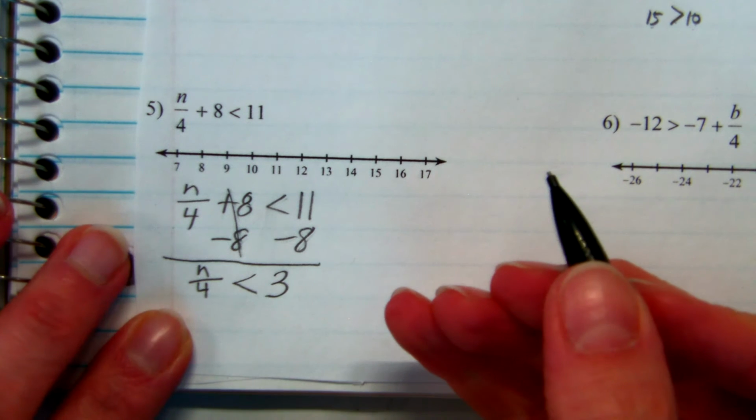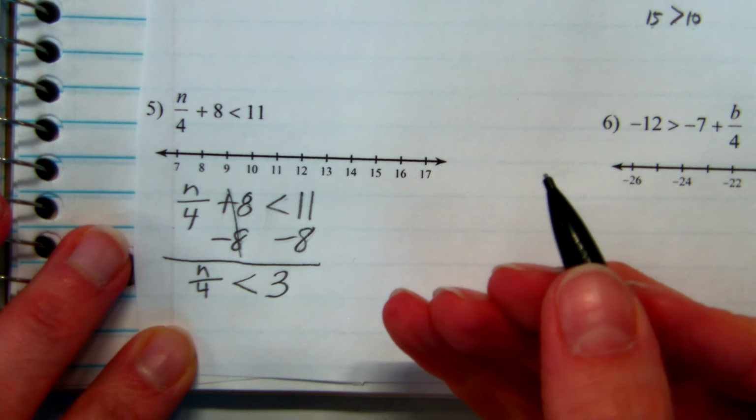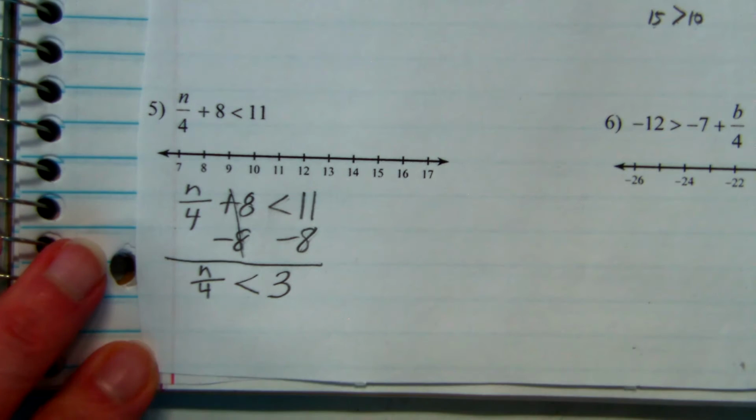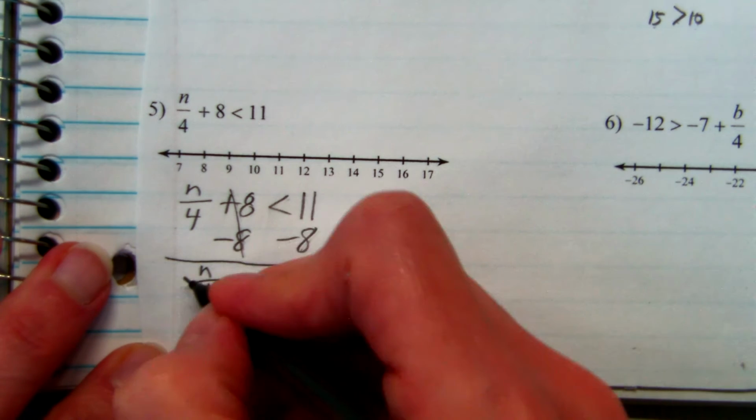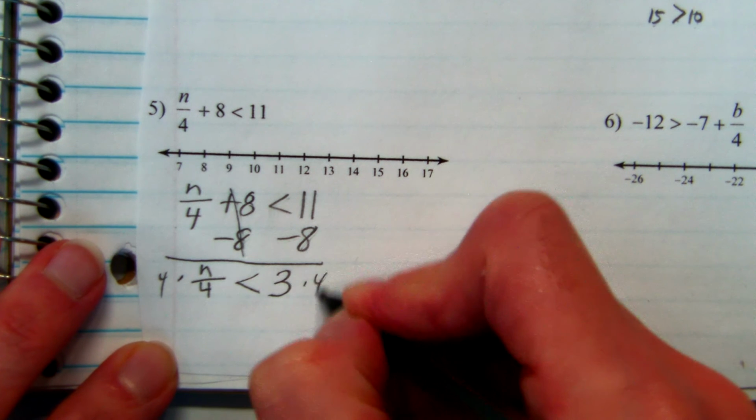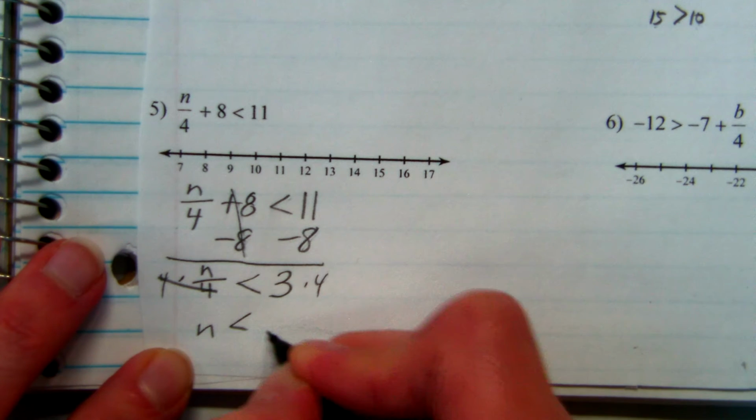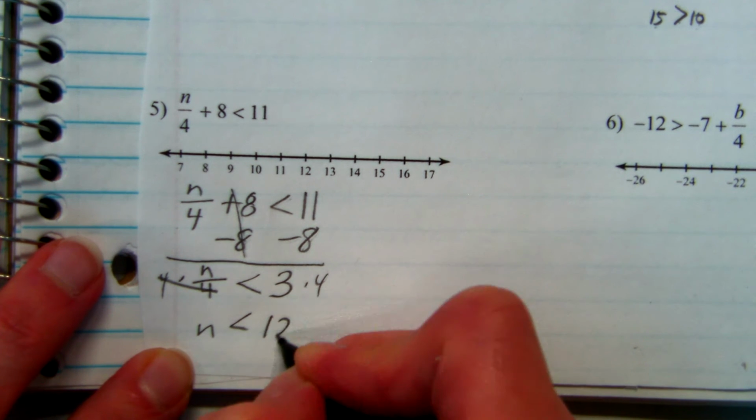So somebody who hasn't answered, volunteer. I guess you've only done one. Winter, what would I do next? You would multiply by 4. Multiply by 4. Good job. Multiply by 4. N is less than 3 times 4, which is 12.